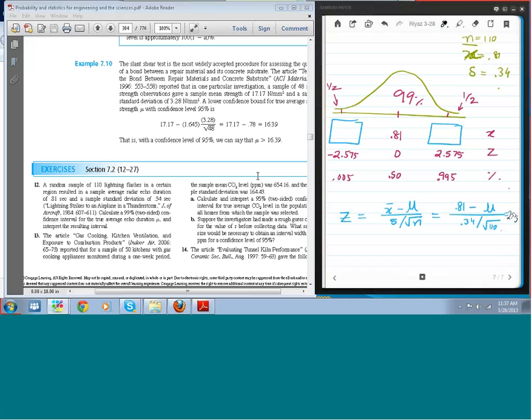And you interpret it. You expect that 99% of the time, the mean will be between these two. That's how you interpret it.